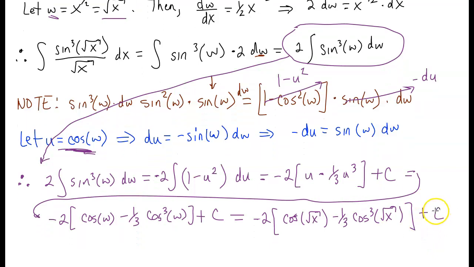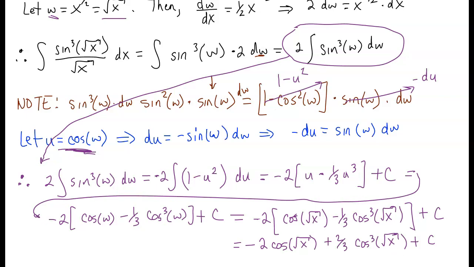And of course, from here, if you want to, it's not necessary, but I'll go ahead and do it here. You can go ahead and multiply the -2 through to both terms. And you'll end up getting what I'm writing here, which is -2 cosine of square root of x plus 2/3 cosine cubed of square root of x plus c.